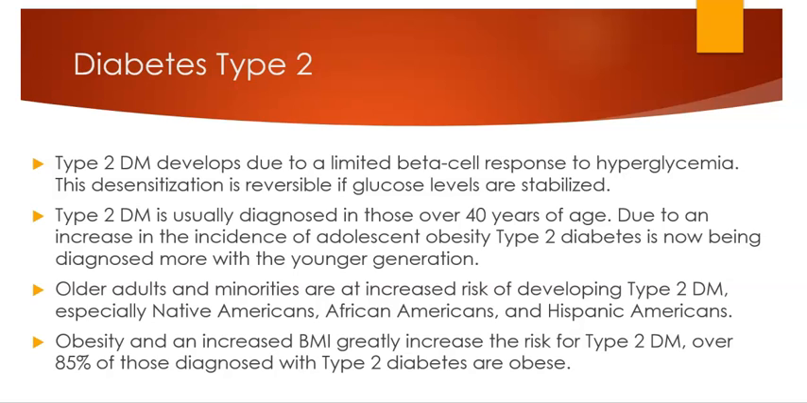When we think about these people, they're usually in their ages of 40, and they typically have adolescent obesity. We know that is more problematic in adolescent obesity, because now people are starting to get type 2 diabetes way before the age of 40. Older adults and minorities are at an increased risk for developing type 2 diabetes. We think about people who are socioeconomically depressed sometimes. In this country, that still is our Native American population, African American, Hispanic Americans.